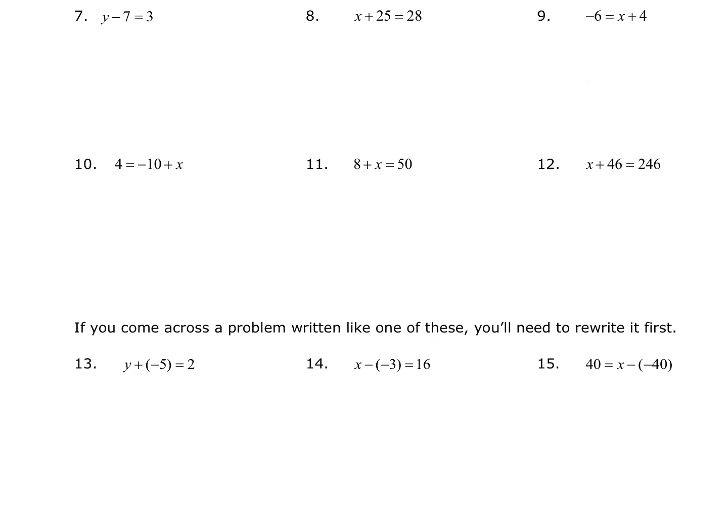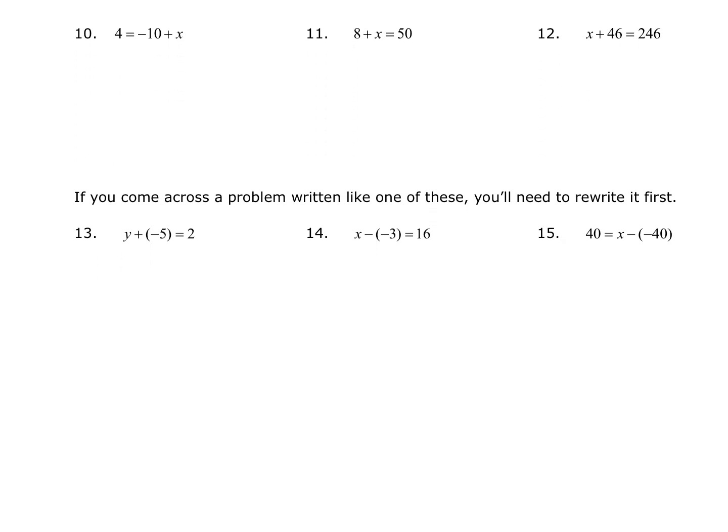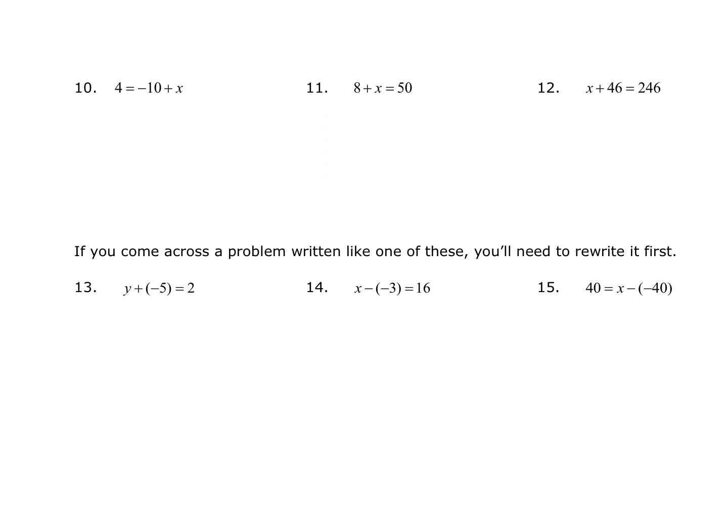Anytime you see a problem like number 13 or 14 or 15, we're going to rewrite them. Because in Algebra 1, we want to get out of the habit of saying y plus negative 5. Instead, plus a negative is the same as minus. Y minus 5 equals 2. And then add 5 to both sides. We get y equals 7.